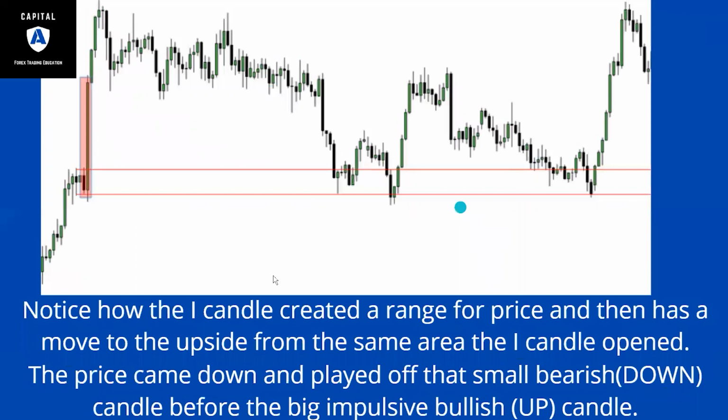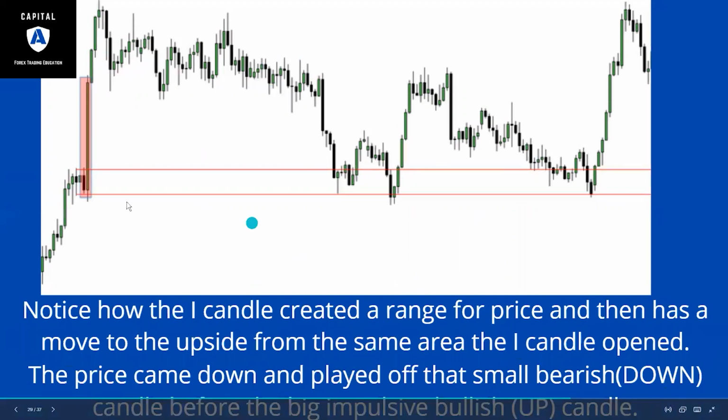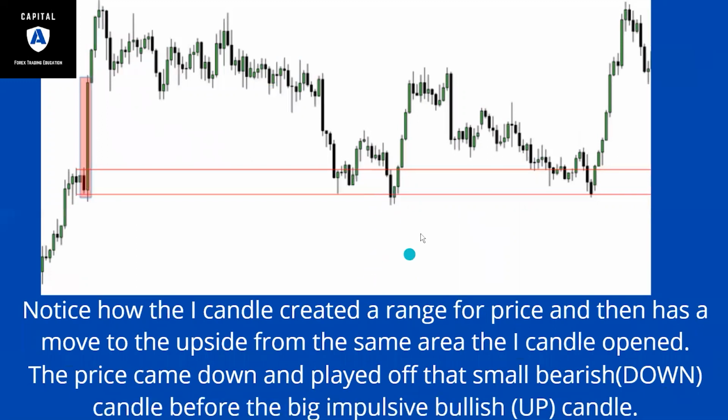Now, as you can see, notice how the eye candle was created. It created a little range for price and then has a move to the upside. From that same area that the eye candle opened, the price came down, played off that small bearish down candle before the big impulsive bullish up candle. And then we even get price retesting the level and going again, all by understanding what the market makers are doing.